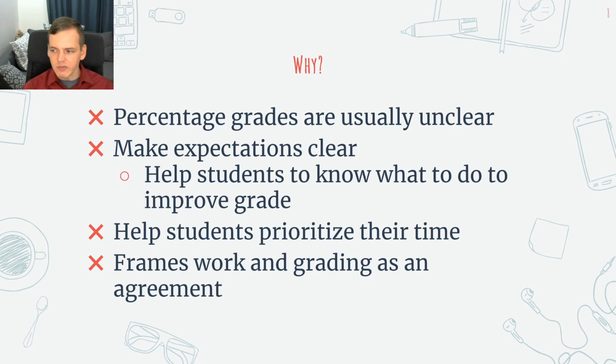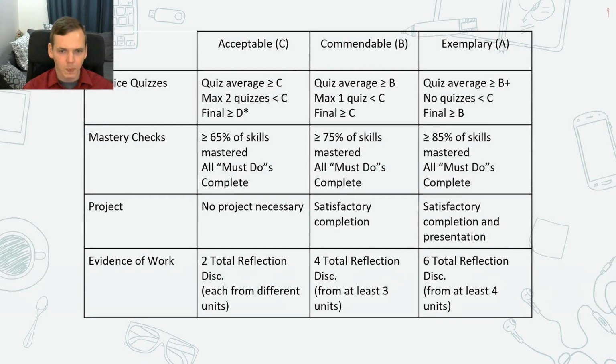And then finally, this frames work and grading as agreement. It basically says that you and I are on the same page of what's expected from the class going into the semester or into the year. And then once we've got that, we know where we're going and what we're aiming for. So with that, on the next slide, I'm going to show you for your specific class what the grading contract looks like and talk through each of the categories a bit, and then we'll, of course, talk more about them in class together.